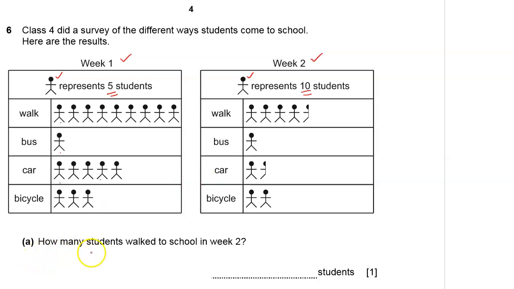Question number 1 is, how many students walked to school in week 2? Okay. In week 2, you can see there are 1, 2, 3, 4 diagrams full. So that should be 4 times 10, giving us 40. Then we have a half. So a half, that is 0.5 times 10, should be 5. And therefore 45 should be the number of students that walk to school in week 2. So 45 right there.